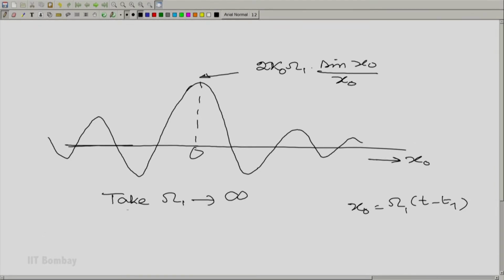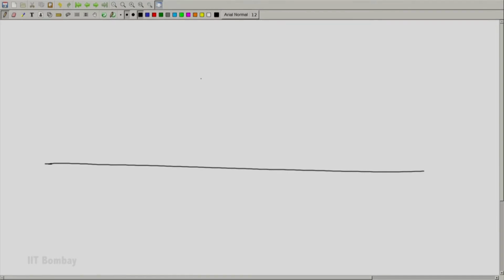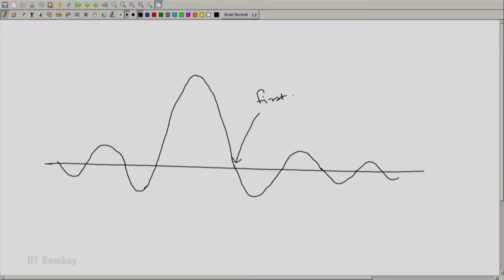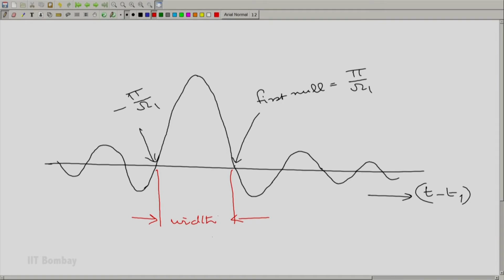So, we would like to plot this not as a function of x0, but now as a function of t minus t1. So, let us do that. As a function of t minus t1, the nulls depend on omega 1, of course. The first null is at pi by omega 1. This is now a function of t minus t1, and the first negative null is at minus pi by omega 1. So, this width here is 2 pi by omega 1, and the height here at the point 0 is 2 kappa 0 times omega 1.